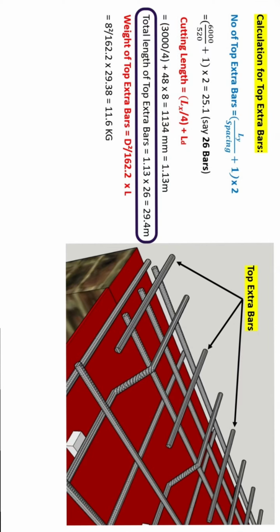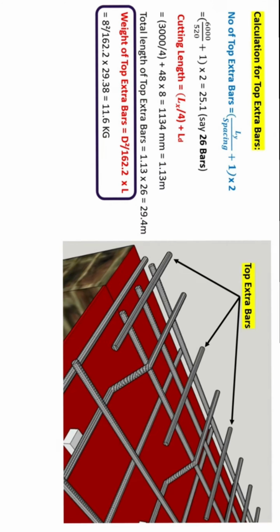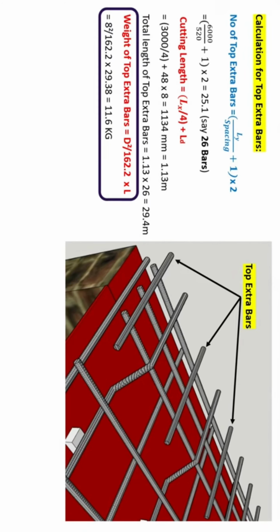Total length of top extra bars is equal to number of bars into cutting length, that is equal to 29.4 meters. Weight of top extra bars is equal to D square by 162.2 into L. Here L is overall length and D is diameter of bar. D is 8 mm. The overall length is 29.4. The weight of top extra bars is 1.6 kgs.